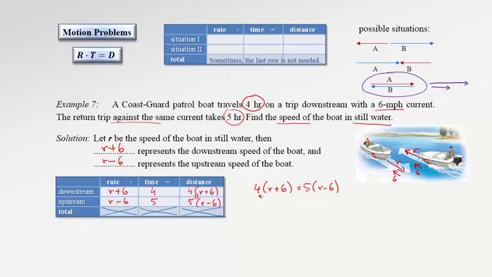Let's release the brackets. We have 4r plus 24 equals 5r minus 30. Okay, if I bring this 4r to the other side and subtract from 5r, I get r by itself, and then bring the 30 to the left and add to 24, it's 54. Therefore, the own speed of the boat in still water is 54 miles per hour. Let's give the final answer. The speed of the boat in still water is 54 miles per hour.